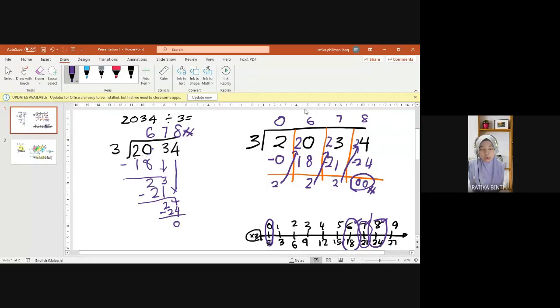Kalau 0, 0 macam ni means no remainder. So the answer is 678. Okay. The mistake that most of you do is you don't write the answer in complete form. Okay. If you have remainder, awak kena tulis remainder tu sekali.